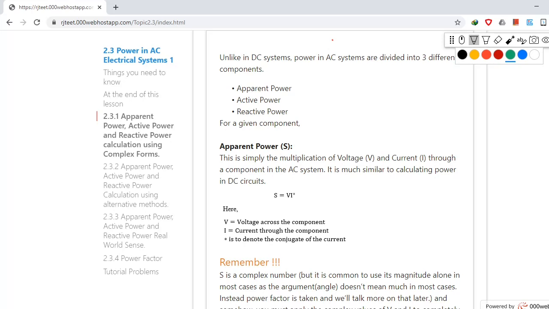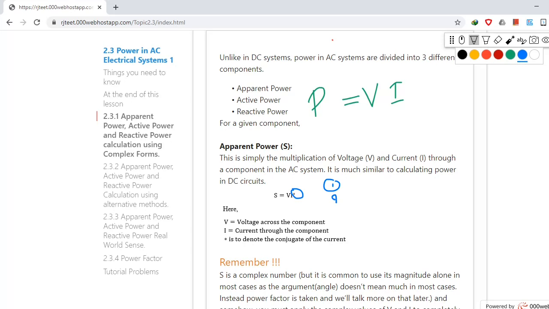it's really easy because it is much similar to the power in a DC system. So you already know that power in a DC system is P equals VI. Here as well, the apparent power is V times I, and there is a small difference. In this case we are using the conjugate of the current, right? That's the first thing you should notice here, the star.